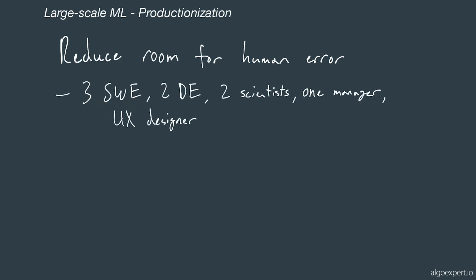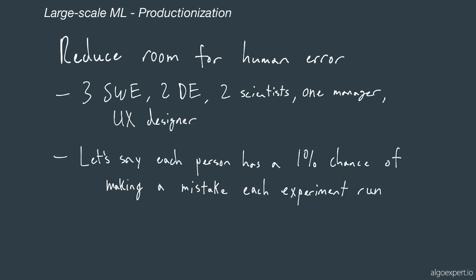So let's say we have a team. We have 3 software engineers, 2 data engineers, 2 scientists, 1 manager, and 1 UX designer. This is a fairly small team, and let's say that each person has a 1% chance of making a mistake each experiment that we run. When I say make a mistake, I'm not implying that it's anyone's fault. People make mistakes. If we engineer systems to expect machines to fail, we should absolutely design and engineer systems such that we expect humans to fail.